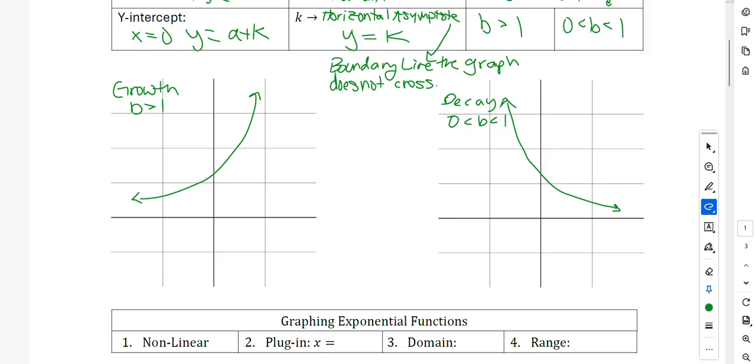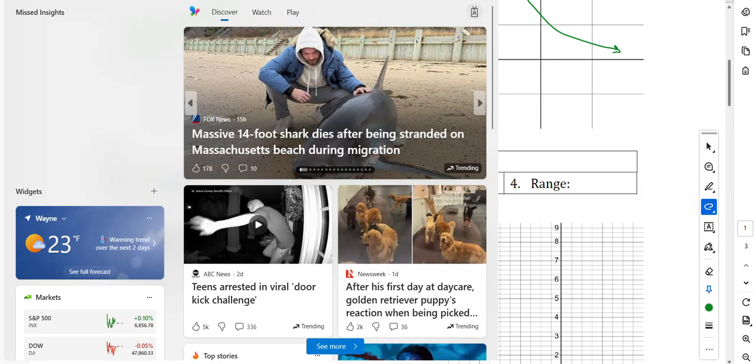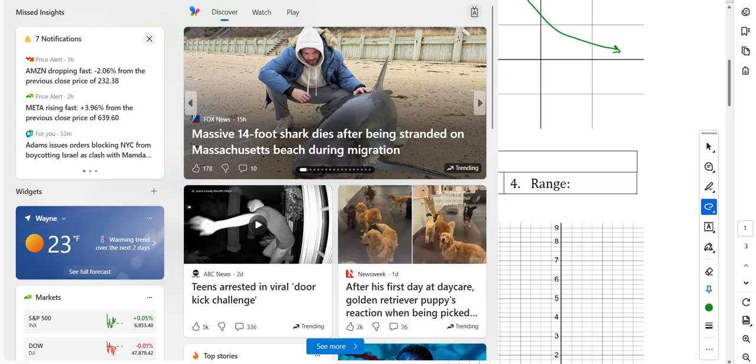All right. So there are 4 things that are important for us to remember as we think about graphing exponential functions. We've talked about the properties. Now let's talk about how to actually graph it. Number one, we have to remember it is nonlinear, so none of our graphs should have straight lines connecting the dots. Number two, you will plug in these same three values every single time: -1, 0, and +1.